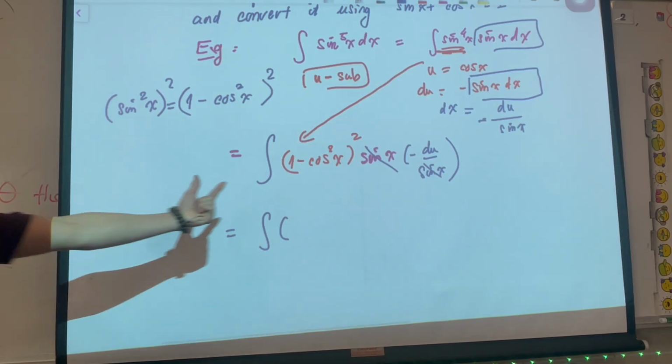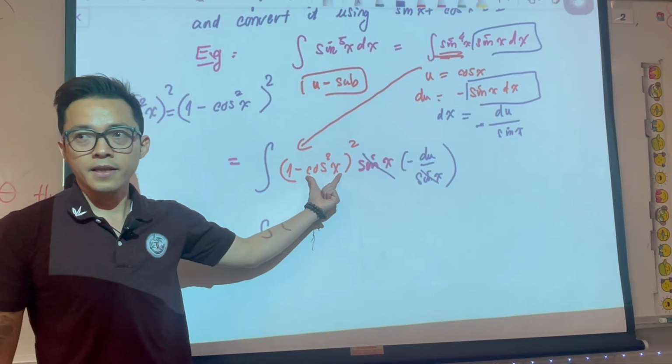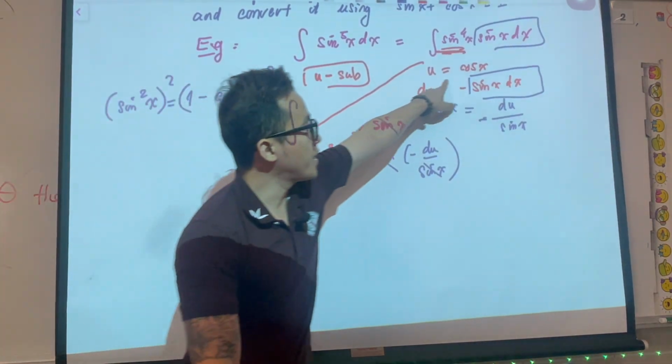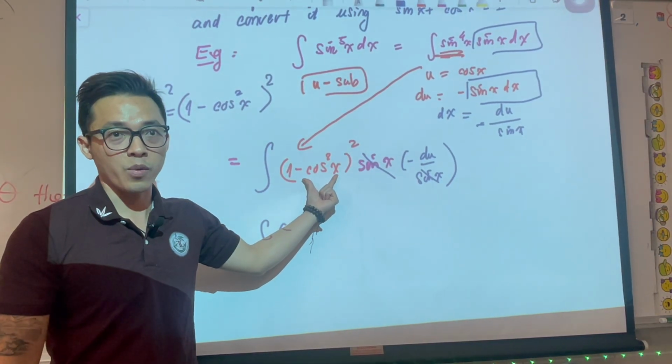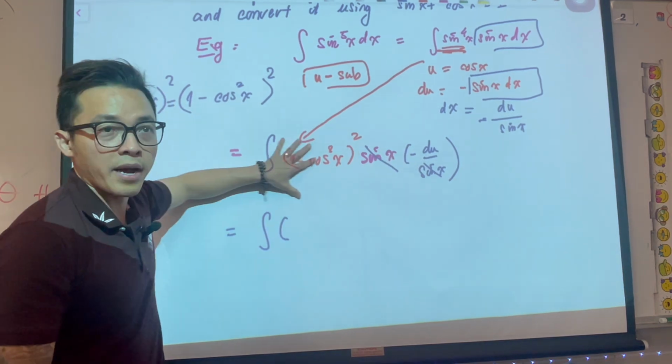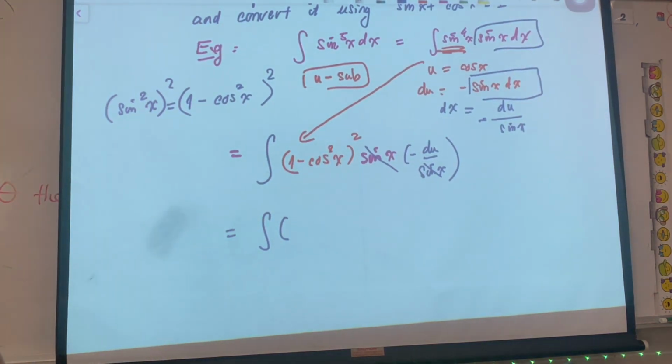Now what is this equal to though? U square. U is cosine, so cosine square is u square. So now everything is in terms of normal x, right? Yeah. That's right. 1 minus u square and square du. Is it correct so far?